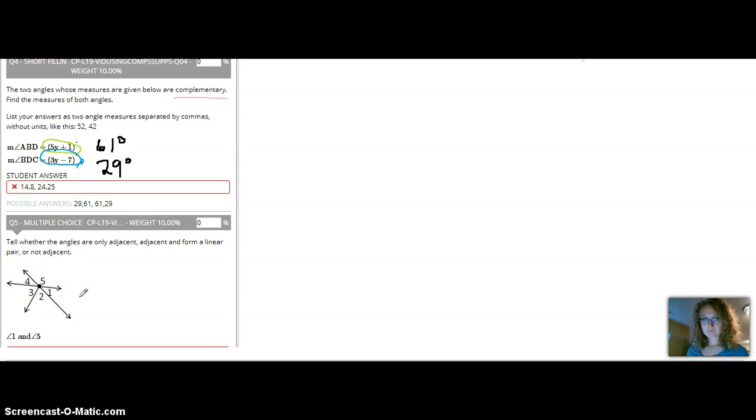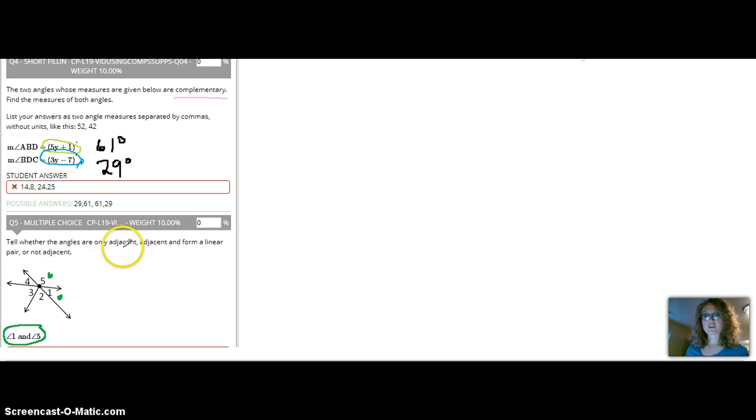Okay, so we're asked to tell whether the angles are only adjacent. What does adjacent mean? We should be thinking. If they're adjacent and form a linear pair, what's a linear pair? Or if they're not adjacent at all. And then the two angles that it gives us here, and I'll circle them in green, are angle 1 and angle 5. So these are the two we're comparing. This one here and this one here.